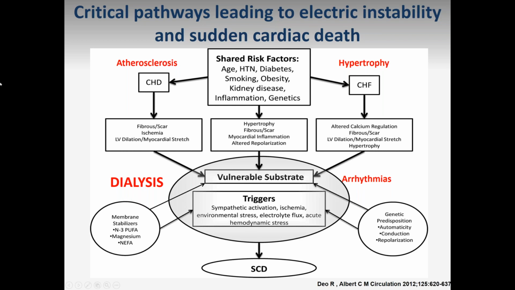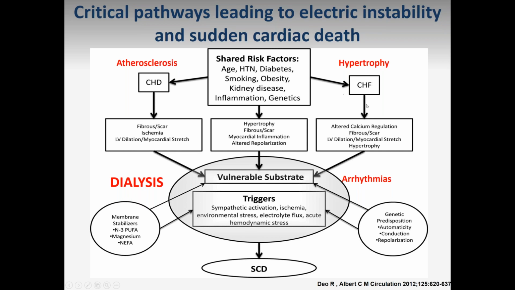The most important thing to understand is that you need to have vulnerable myocardial substrate. And that really indicates that you have this myocardium that's at risk, and that any kind of trigger that can occur can lead to sudden cardiac death. And as you all know, atherosclerosis or coronary artery disease is actually one of the most common reasons in the general population that patients may have evidence of a vulnerable myocardial substrate, because atherosclerosis leads to fibrous scar and ischemia and leads to LV dilatation and myocardial stretch.